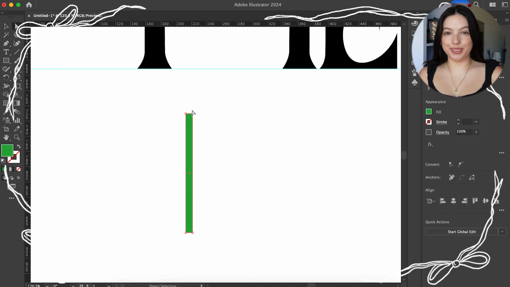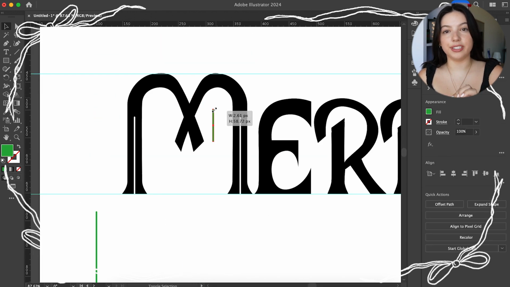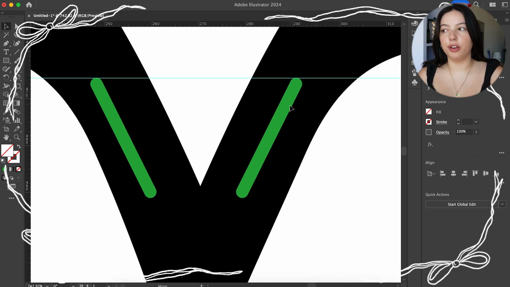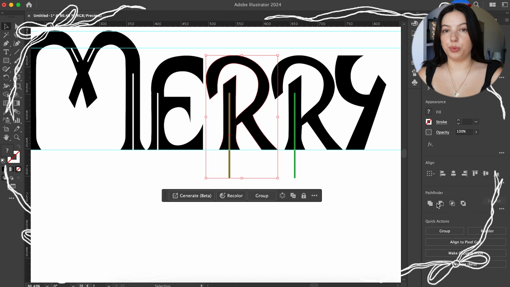So once all of those letters were done, I ended up adding in these little cutouts to the letters that I really think elevate it and make it look very festive. I was really trying to be on theme and I think I achieved that with what I created here.